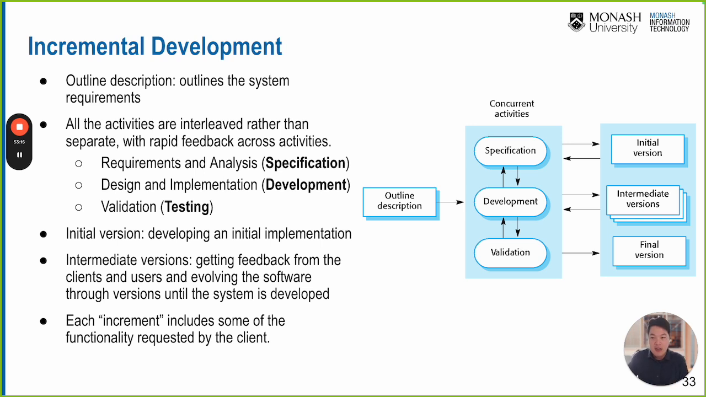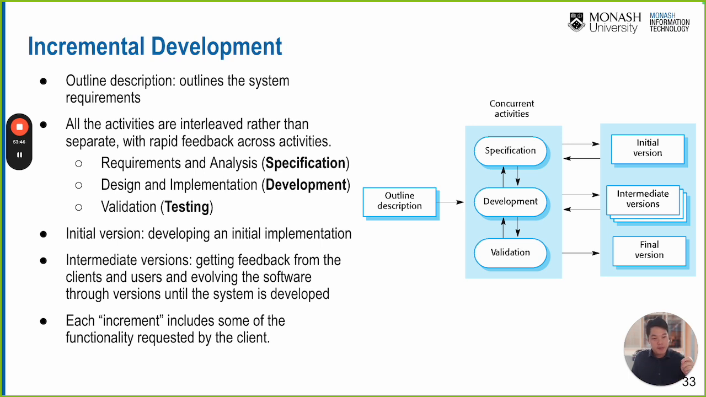So that means first we create the outline description, okay? And then there will be another three sets of concurrent activities here. Once we have the outline description, then we create a specification, we develop something, and then we validate something. And each of these activities, we have to release in a more incremental way.